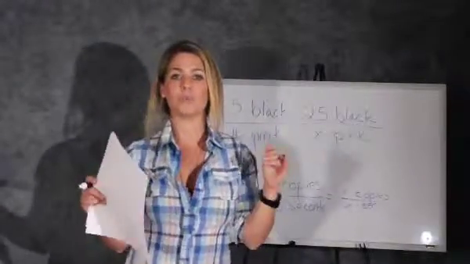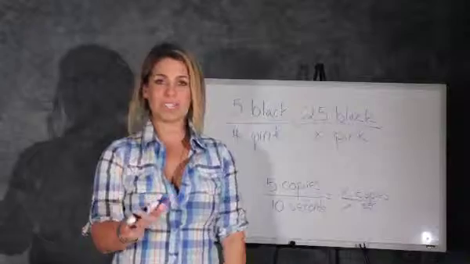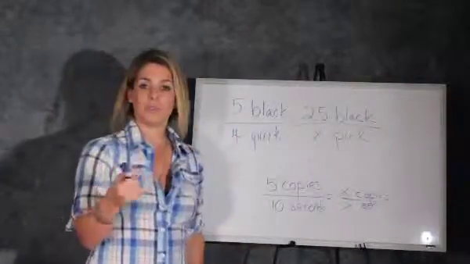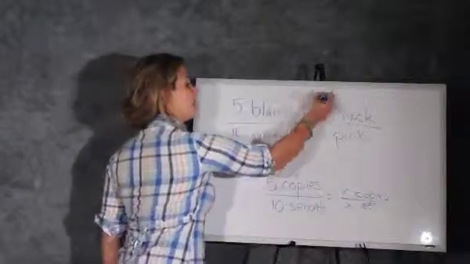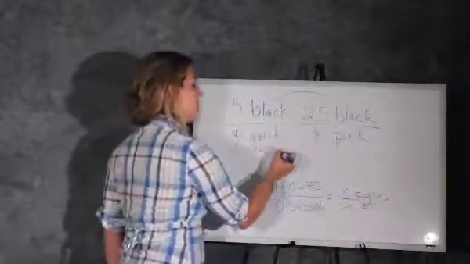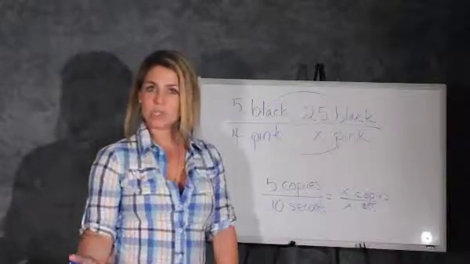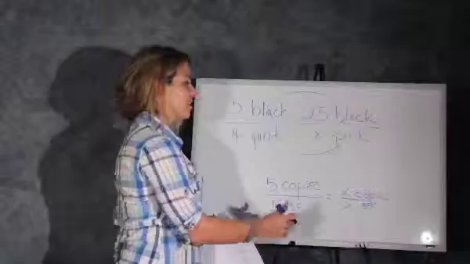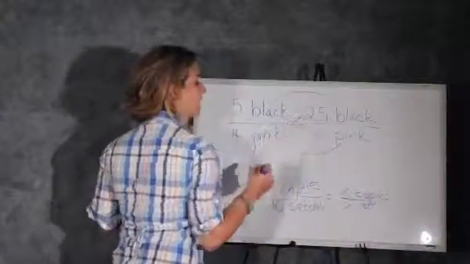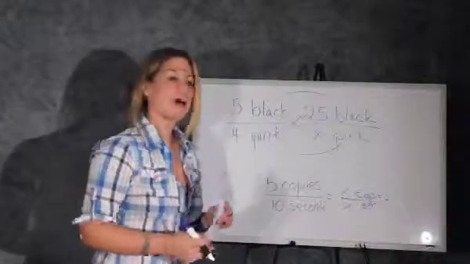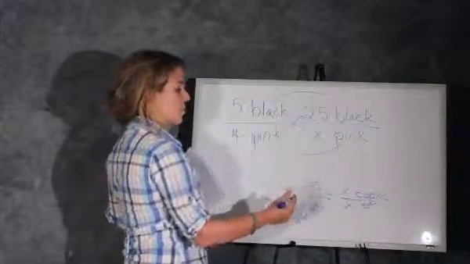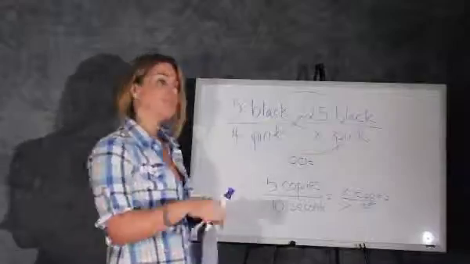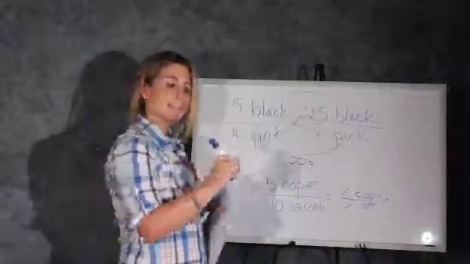Before you do anything, the most important step is to check and make sure that your units match. So you check first and make sure that you have black and black on the top and pink on the bottom, which we do in this case. So now we can move ahead to our favorite thing ever, which is cross multiplying. So when you cross multiply, you multiply 4 times 25 and we get 100. And we set that equal to 5 times x.